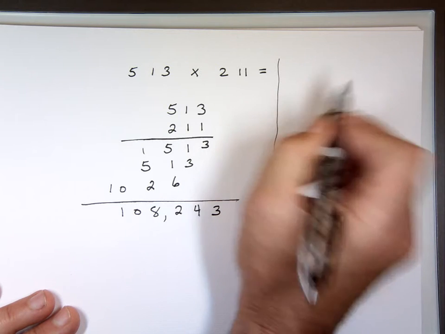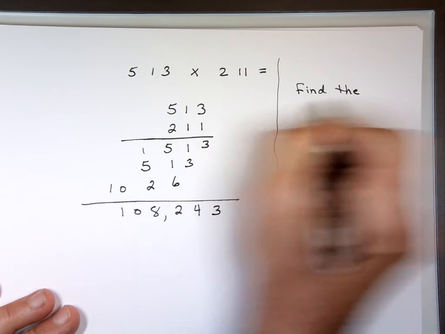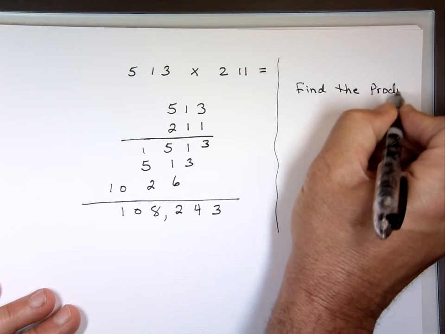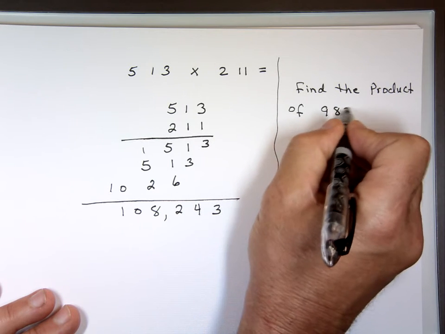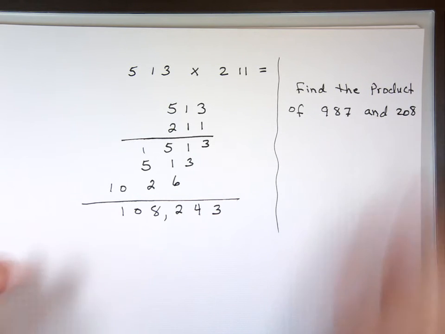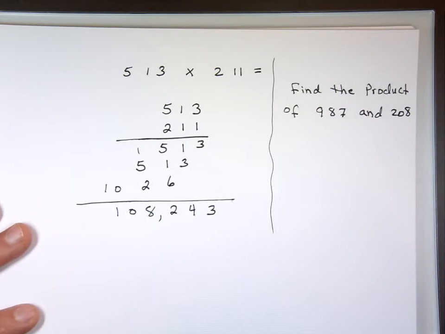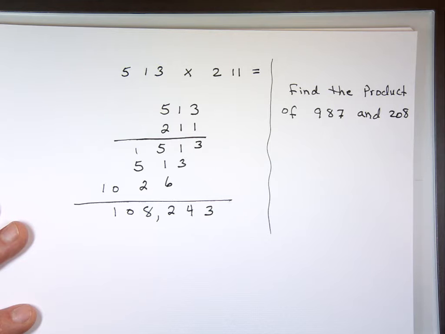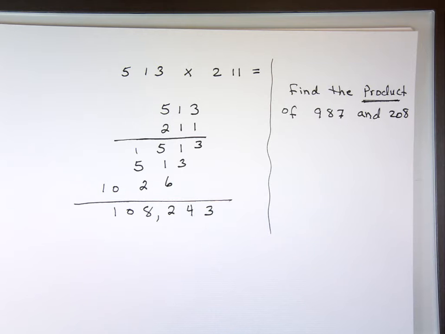The problem says, find the product of 987 and 208. That's what the question is going to say. So what does that mean? Does that mean add them? Subtract them? What do you do? What is product? Product means multiply. I was wrong. So that's why I said know the name, because you might see a question like this. So product means multiply.